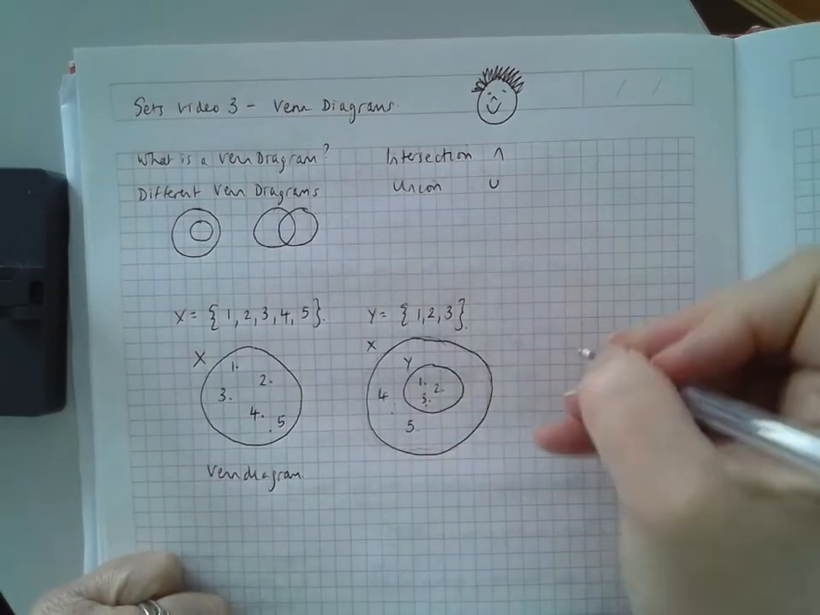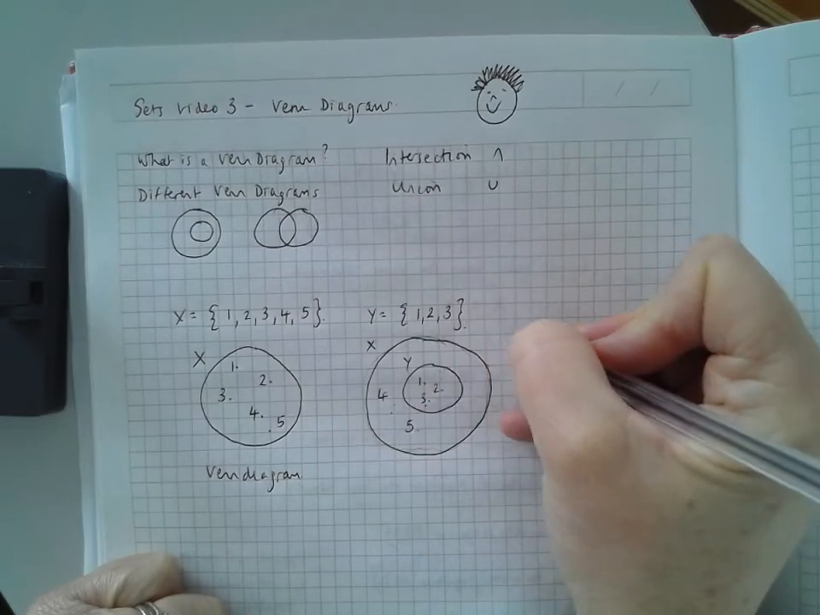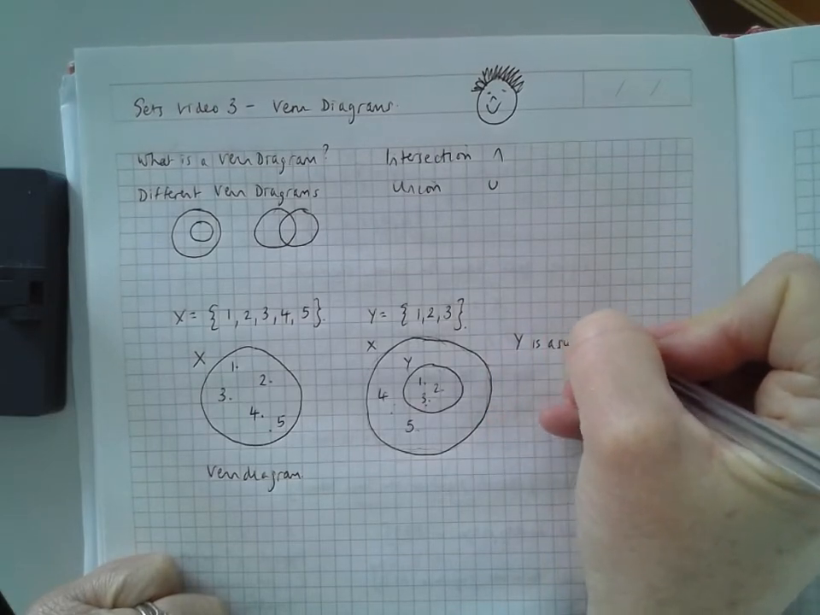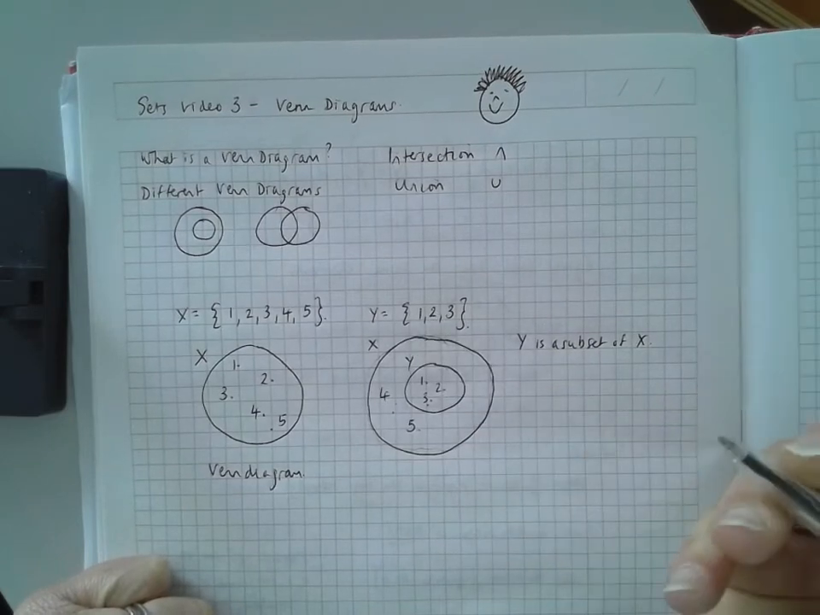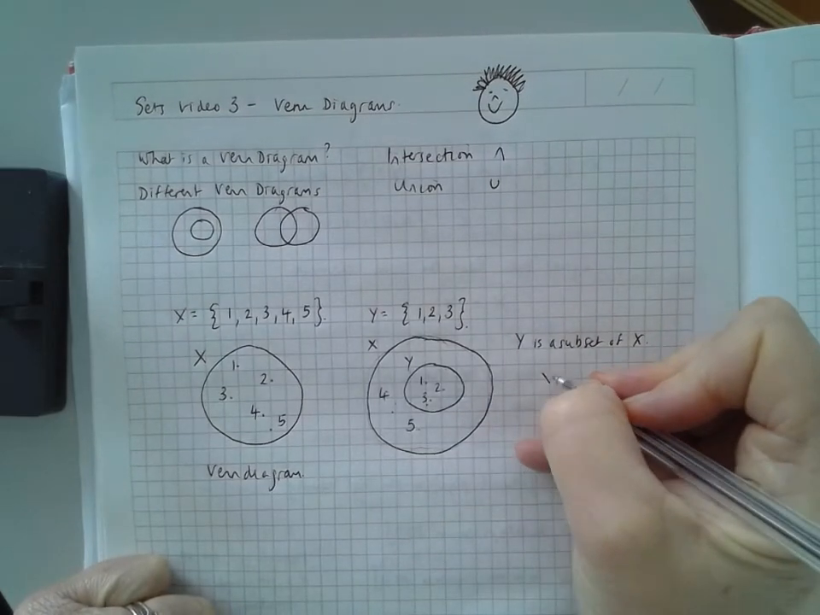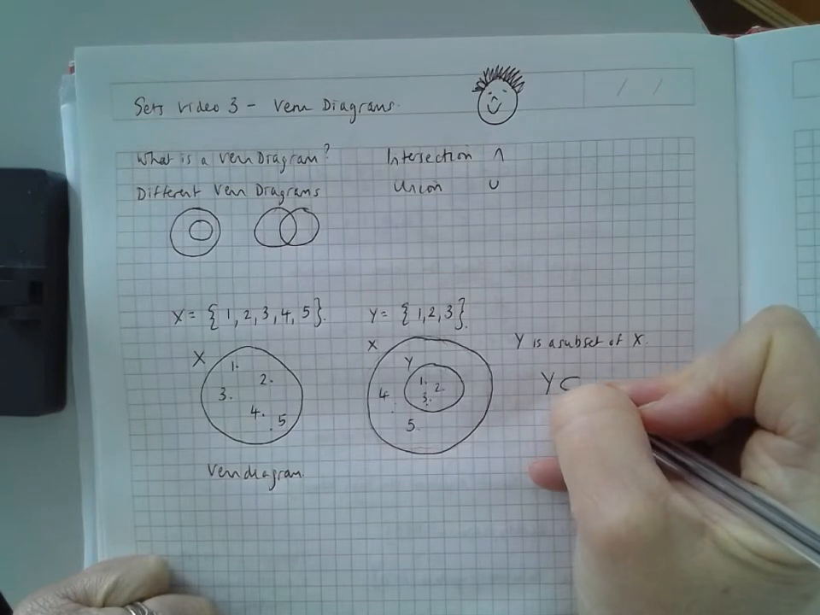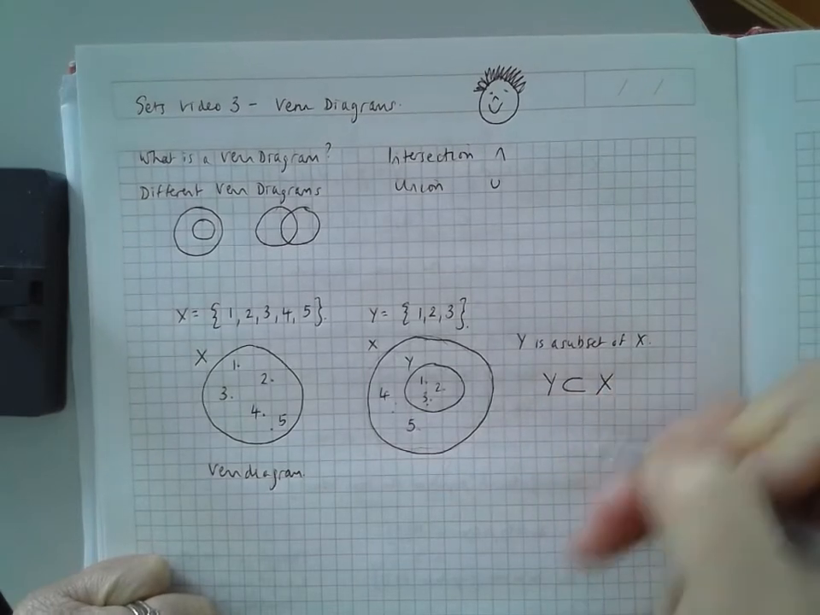And what I hope you've spotted is it means that Y is a subset of X. In other words, everything in Y is in set X. And how we write that is Y with this kind of flattened C, X.